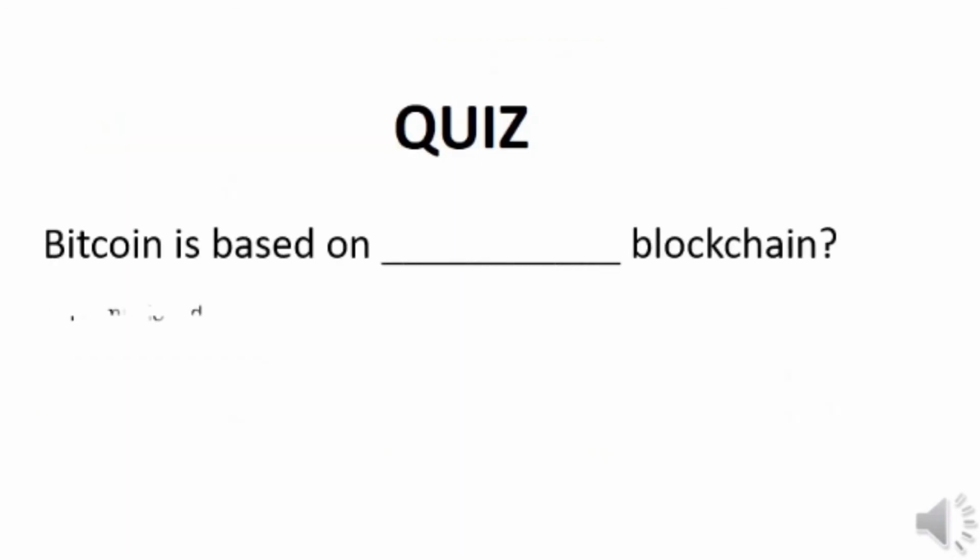Now it's time for a short quiz. Do give your answers in the comments below. Bitcoin is based on which blockchain? The options are permissioned, private, public, or proof of stake.